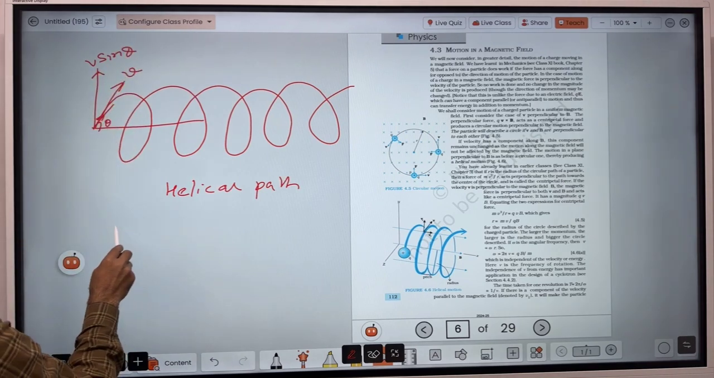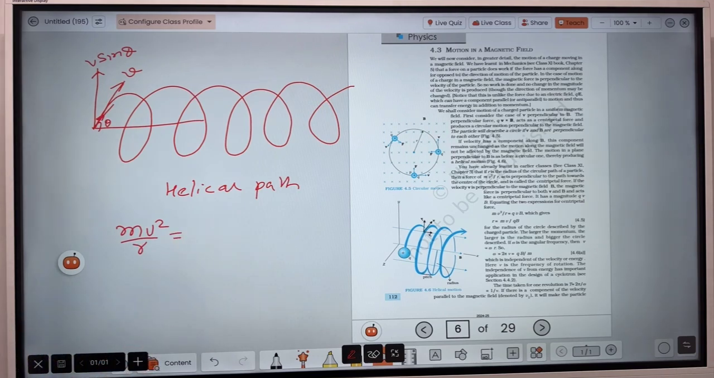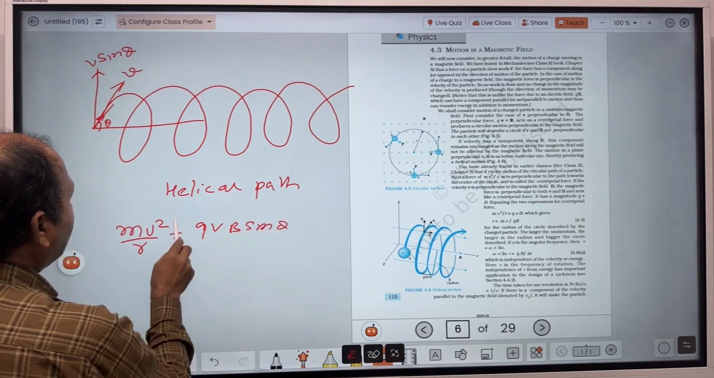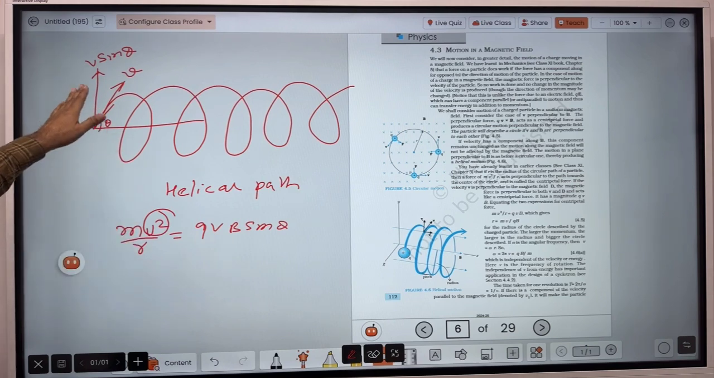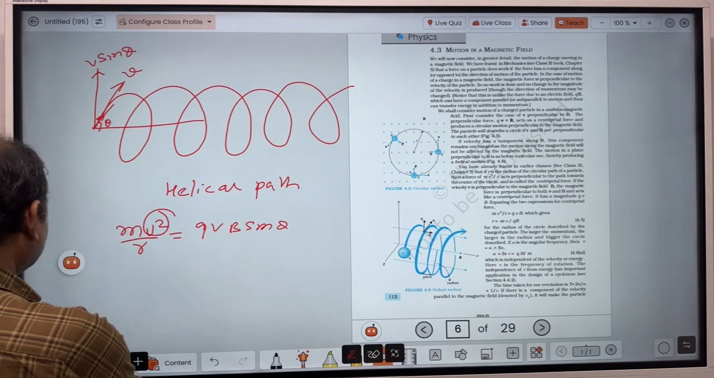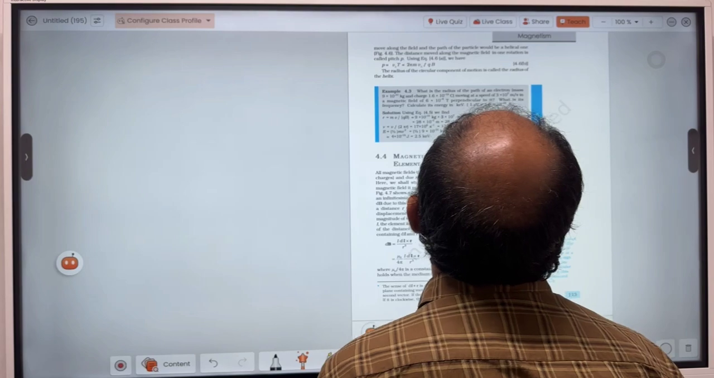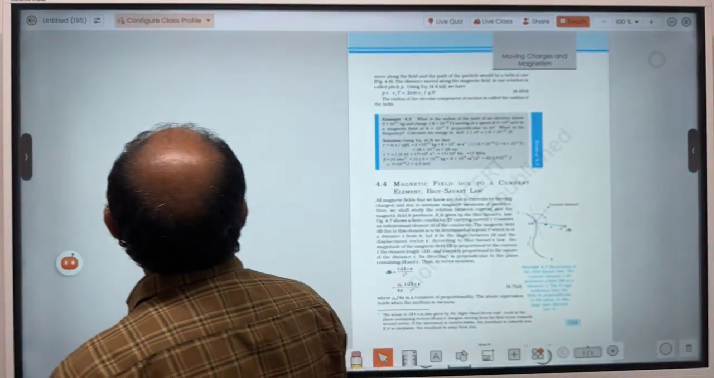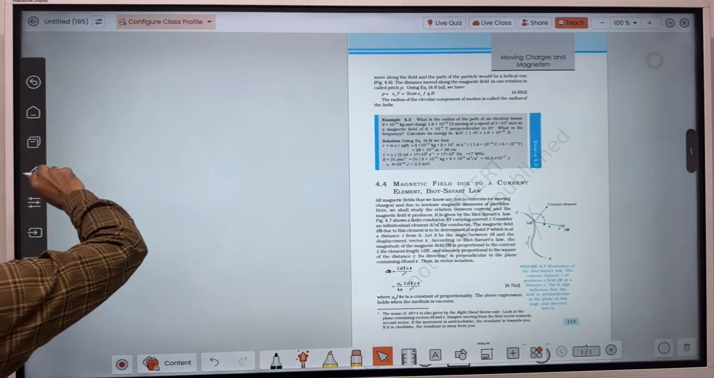So v sin theta. Here if we find mv square upon r, in that case it will be qvB sin theta. But keep in mind that since this velocity is to be considered, here also you have to write v sin theta, and then you will simplify. That we are going to do in the next step, but here the detail is not given, so let's analyze it so that we can find the various parameters.